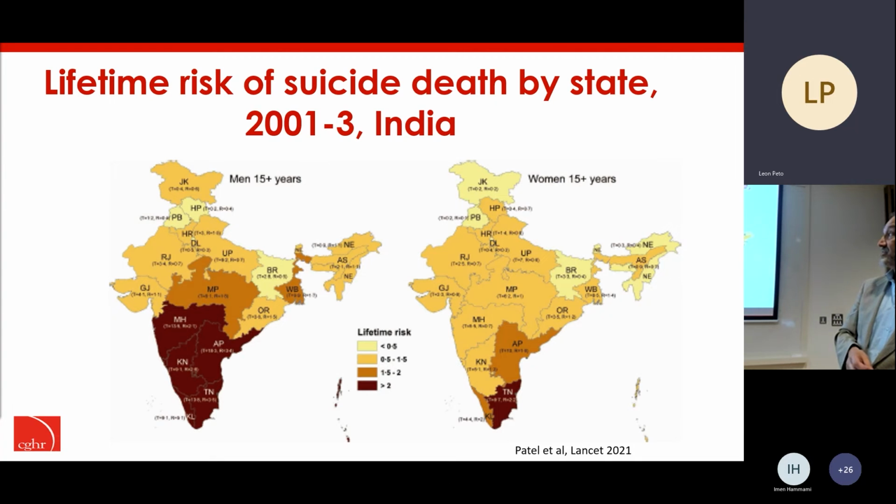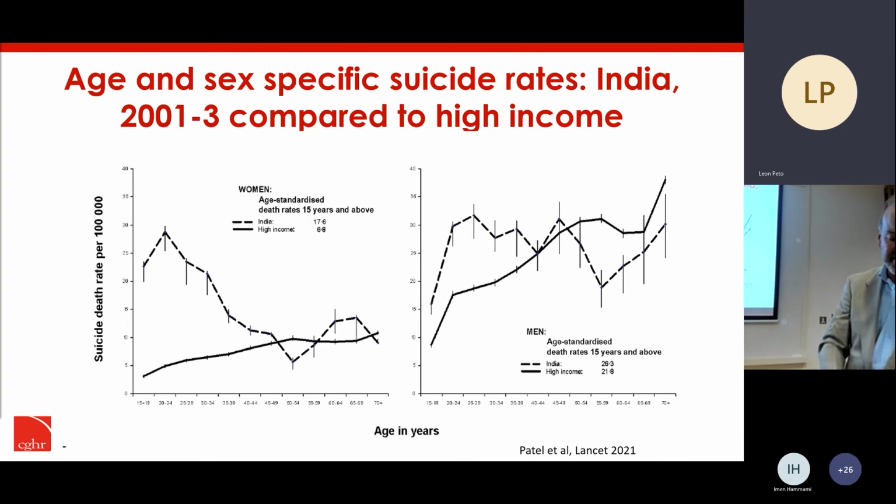Vikram Patel's work with us looked at the suicide death rates at ages 15 or higher. And you see this incredible variation. In the South, the death rates are 20 times those in Bihar. And particularly in women in Tamil Nadu, there is a much higher risk than in the North. And why should this be? We really don't know why there's such a huge north-south gradient.